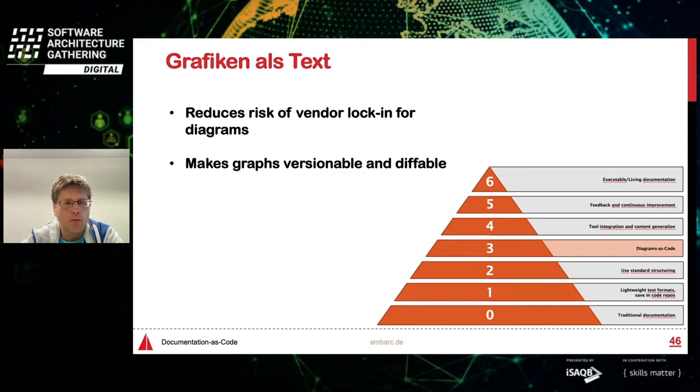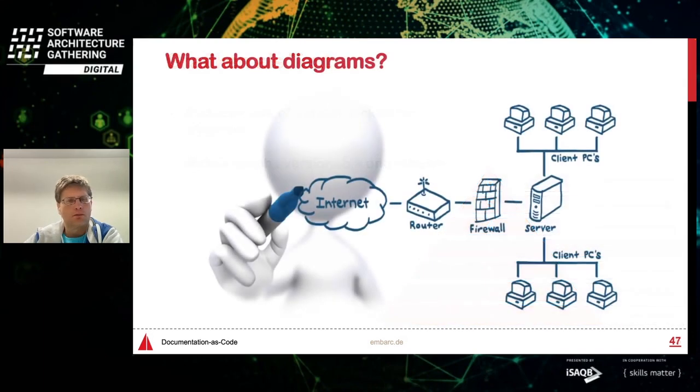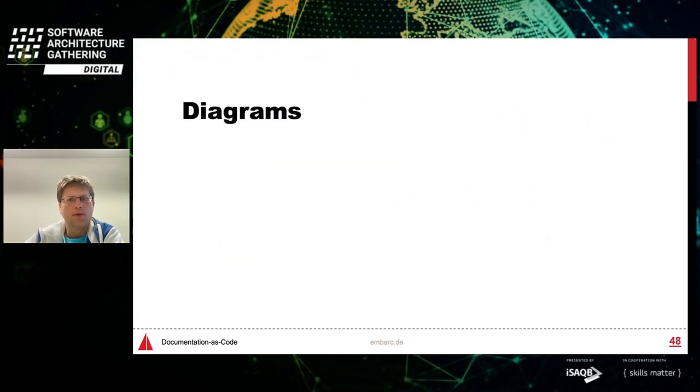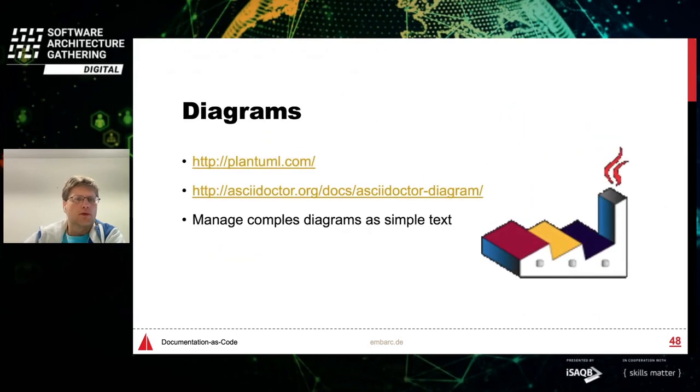So the problem is the images won't be up to date. So let's have a look at what are possible solutions for this problem. One of the solutions is called blend-UML. It's something like AsciiDoc for text formats. Is blend-UML also a textual language where we can describe diagrams and can also manage complex diagrams with simple text.